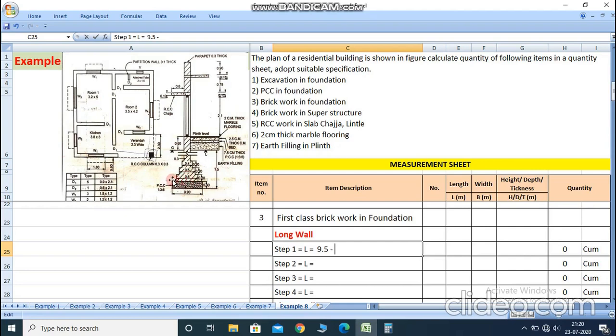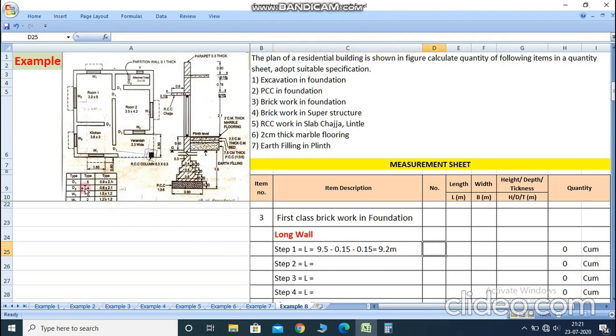So here 0.15 left side and 0.15 right side. So write here directly 9.5 minus 0.15 minus 0.15, which means 9.5 minus 0.3, since 0.15 plus 0.15 is 0.3. So we got the answer 9.2 meter as the length of step 1.